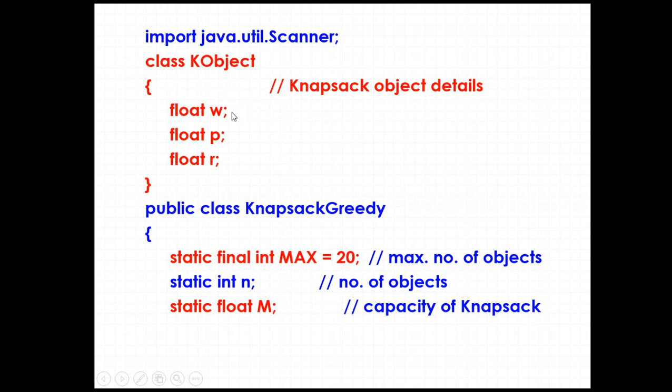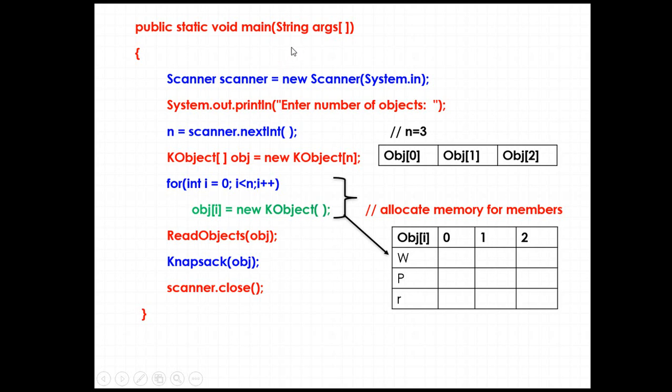So KObject will have three data members w, p, r. W indicates the weights of the object, P indicates the profits, and R indicates the ratio of these two, P by W, right? Next, in KnapsackGreedy, the maximum number of objects that you can give is 20. Next, N indicates the number of objects and M indicates the capacity of the knapsack. Next, come to the main function where you are going to enter the number of objects, that number will be stored in n. Here as an example I have taken n equal to 3.